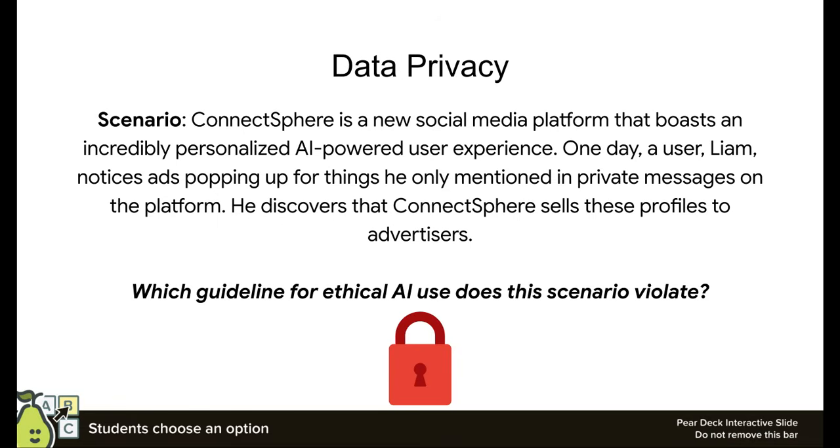Okay, second one, data privacy. Here's the scenario. ConnectSphere is a new social media platform that boasts an incredibly personalized AI-powered user experience. One day a user, Liam, notices ads popping up for things he only mentioned in private messages on the platform. He discovers that ConnectSphere sells these profiles to advertisers. Which guideline for ethical AI use does this scenario violate?